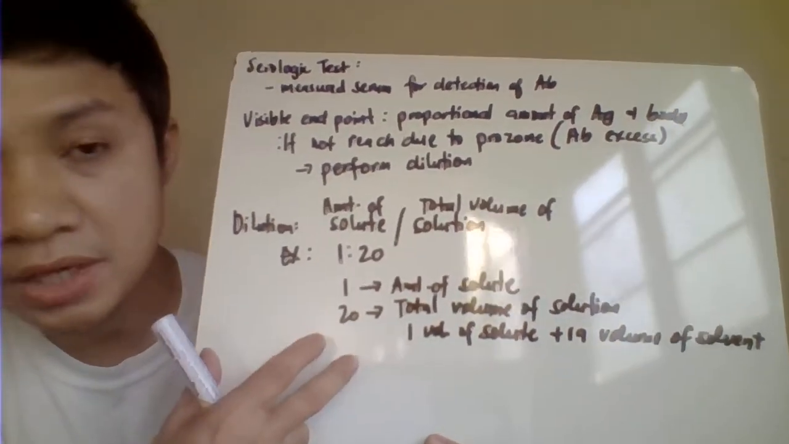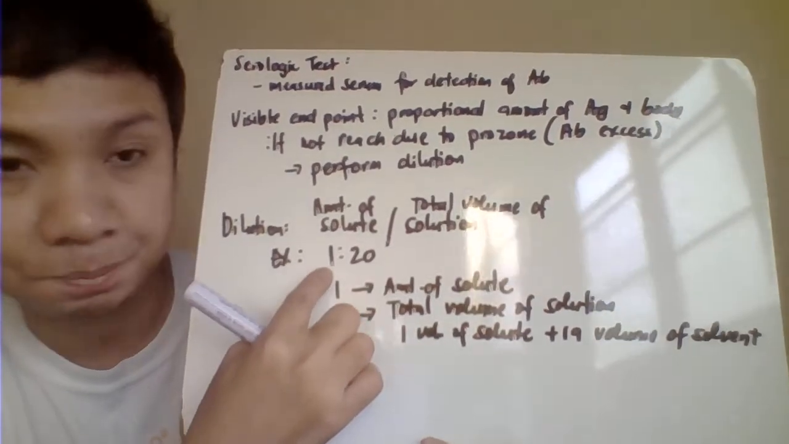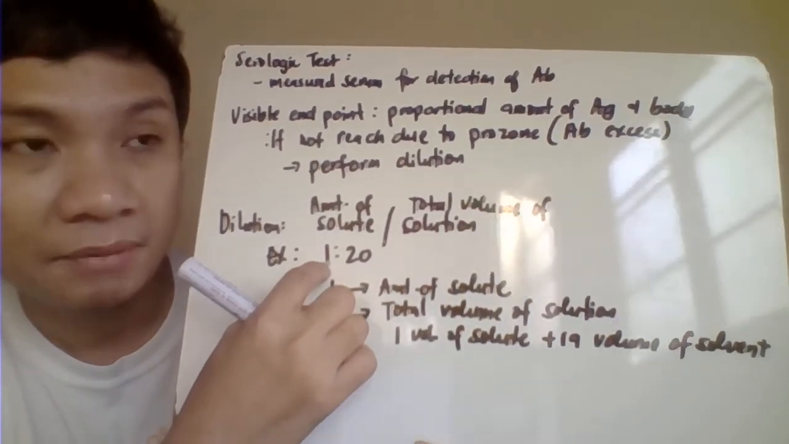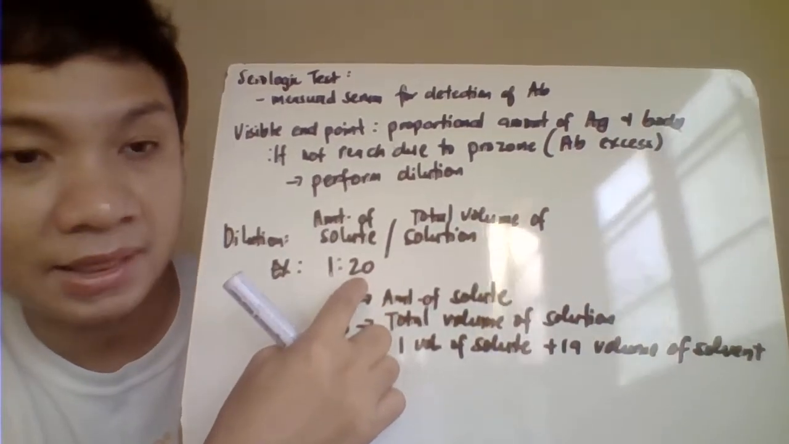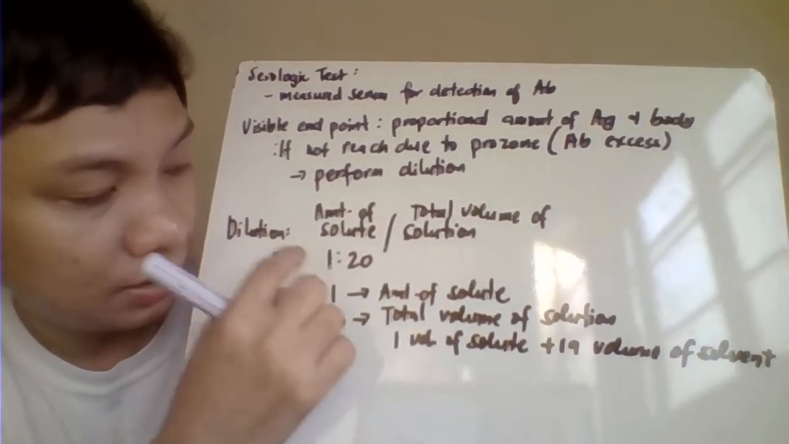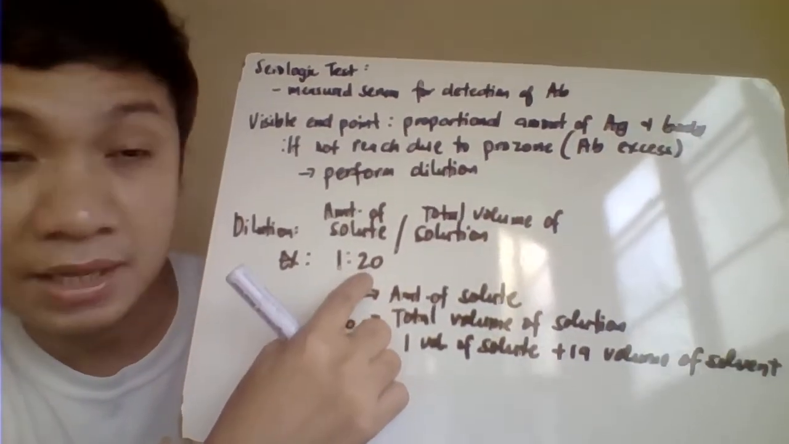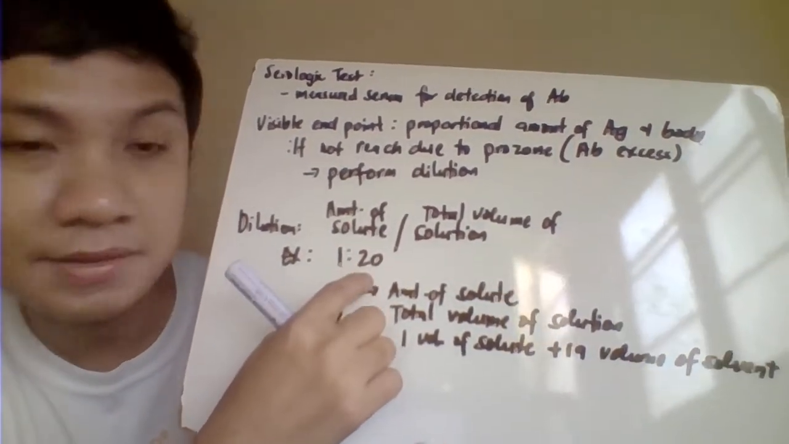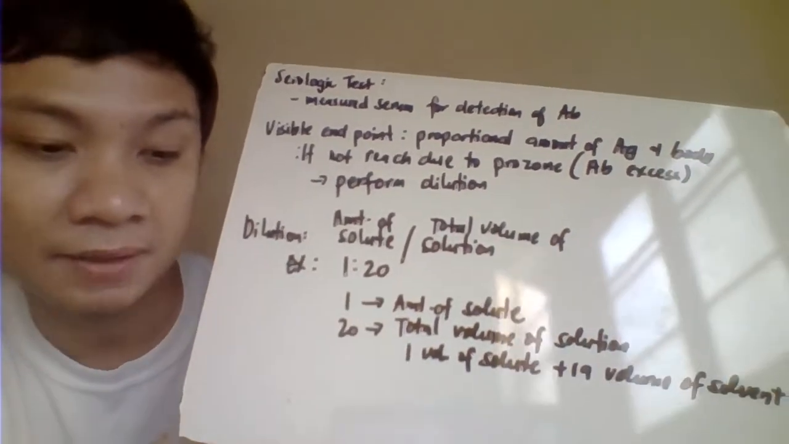Again, dilution is not the same as our ratio. If it is a ratio, 1 part is the volume of your solute and the other is the volume of your solvent. But in a dilution, this is the volume of your solute and this is the volume of your solution, not your solvent. So again, the solution is taken here as solute plus solvent.